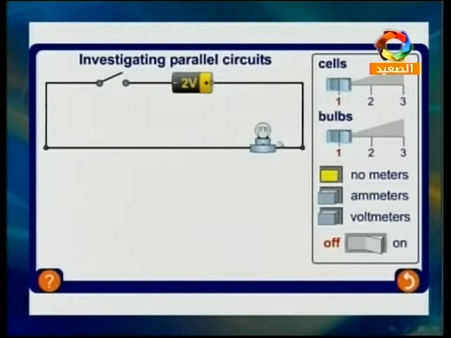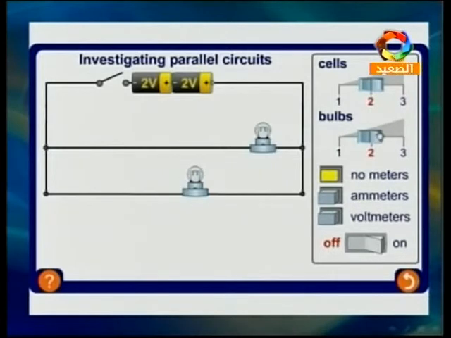Here we have our circuit again, with one cell, and after this one lamp. So here we have the investigation of parallel circuits. If I increase the batteries to 2 cells, and I increase the bulbs to 2 bulbs, what will happen here? If I close this one, we have electric energy in the 2 lamps. Why? Because they are connected in parallel to each other.